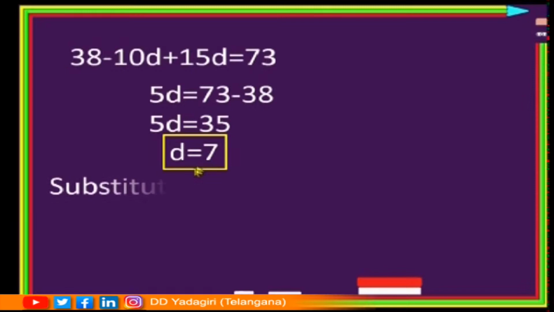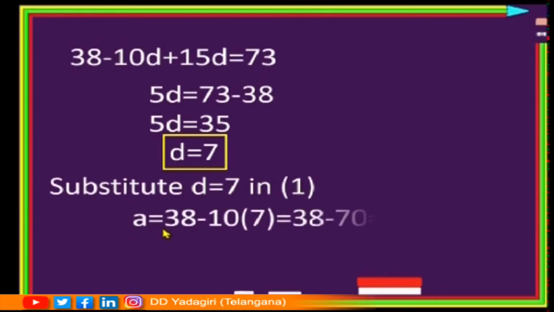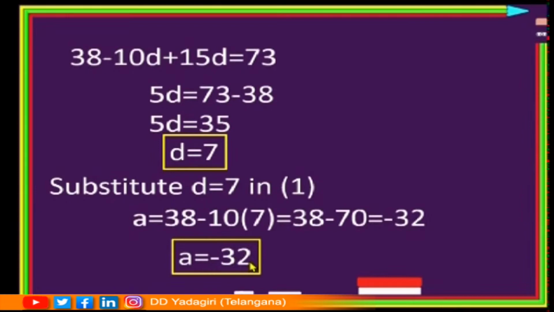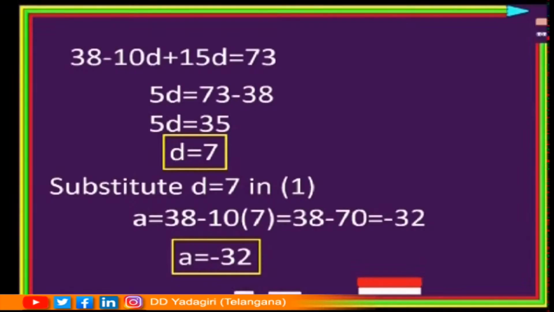Now substitute this D value in relation 1 or 2. So what is relation 1? That is A is equal to 38 minus 10D. As the D value is 7, substitute here: 38 minus 10 into 7, 10 into 7 is 70. So 38 minus 70, that is minus 32. So the value of A is minus 32. So by using the first two conditions, from the 11th term and the 16th term, from those two relations we got the A value as minus 32 and the D value as 7.